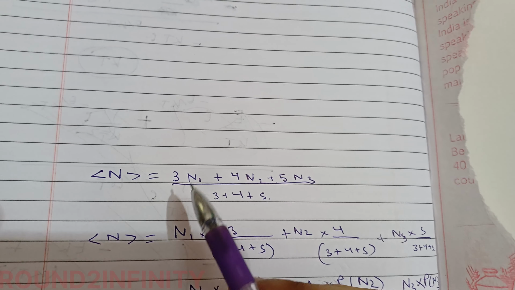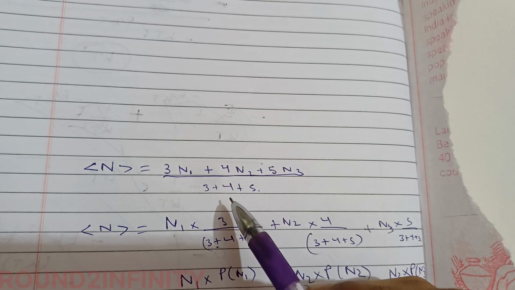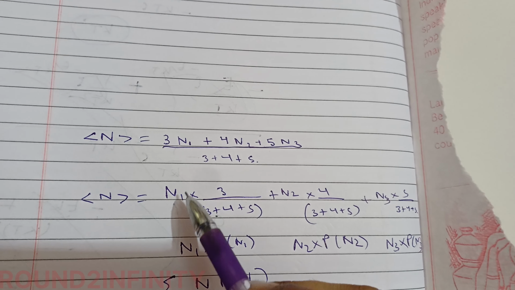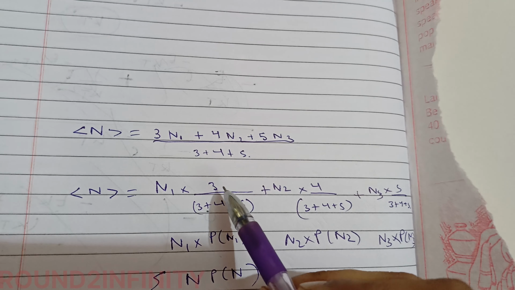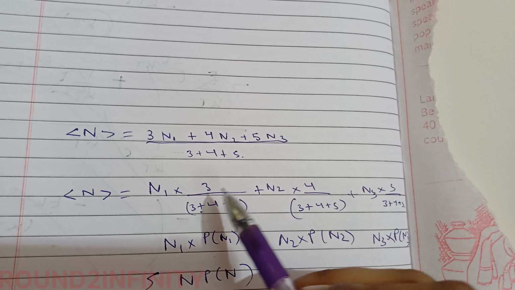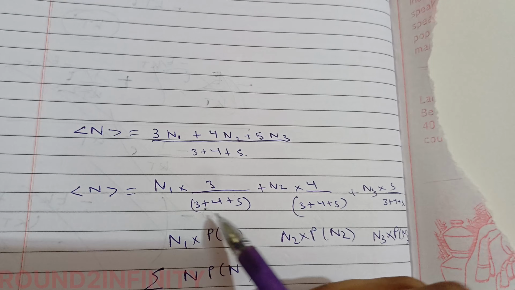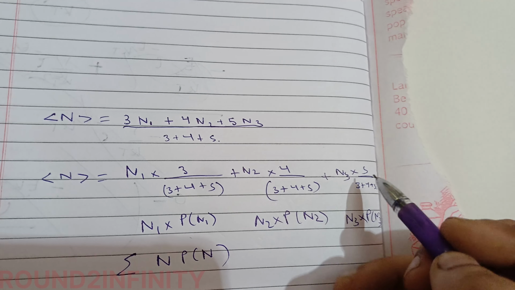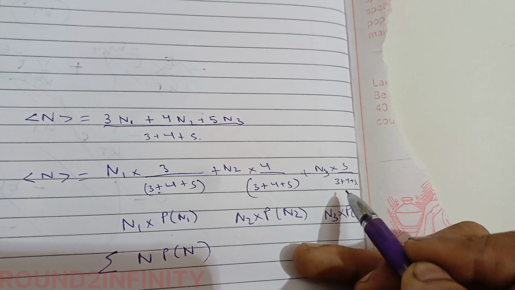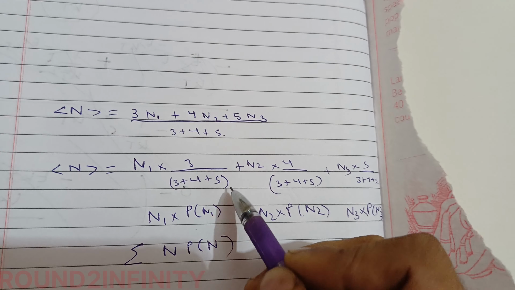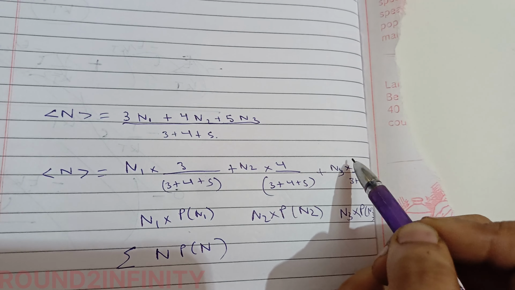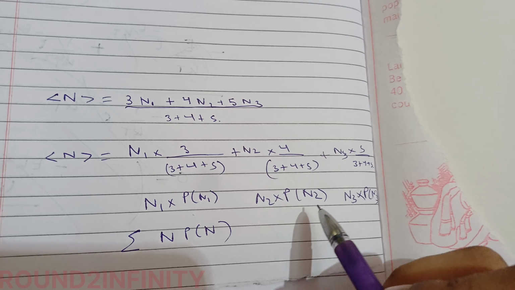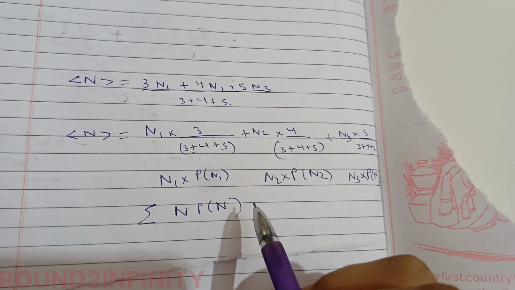Now just divide the 3 by this whole term, the 4 by this whole term, the 5 by this whole term. Then 3 divided by the total students is the probability of obtaining n1 marks, 4 divided by the total students is the probability of obtaining n2 marks, and 5 divided by the total students is the probability of obtaining n3 marks. So the average of n is nothing but n1 p(n1) plus n2 p(n2) plus n3 p(n3). That's how you can find the average.